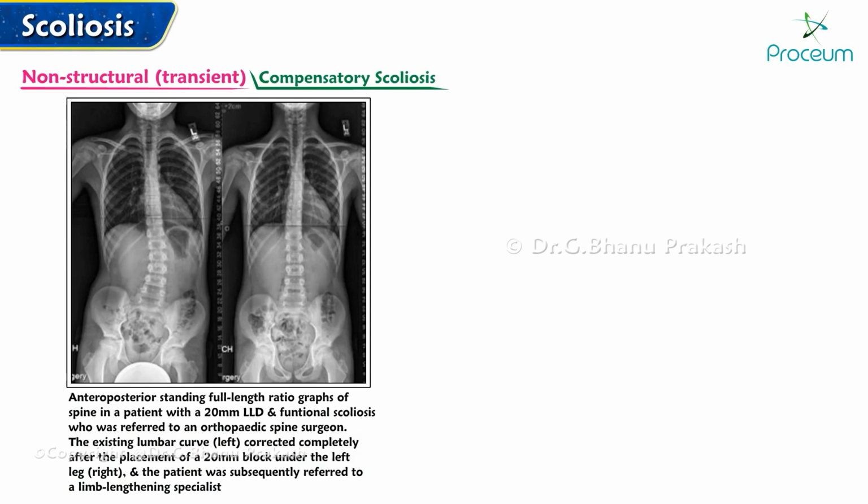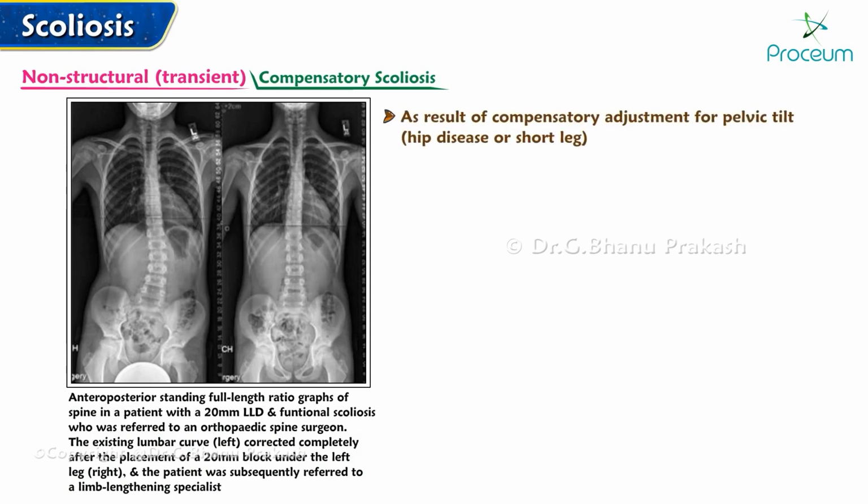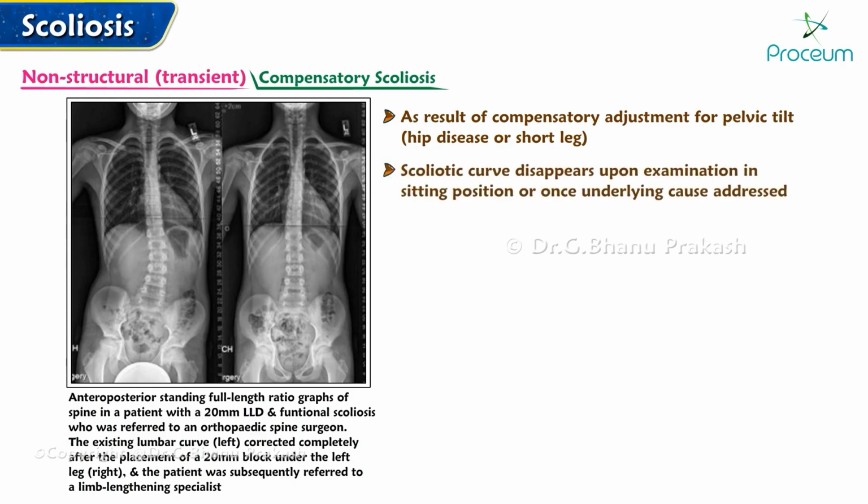Compensatory scoliosis is a variant that develops as a result of a compensatory adjustment for pelvic tilt due to conditions like hip disease or a short leg. The scoliotic curve disappears upon examination in a sitting position or once the underlying cause is addressed.